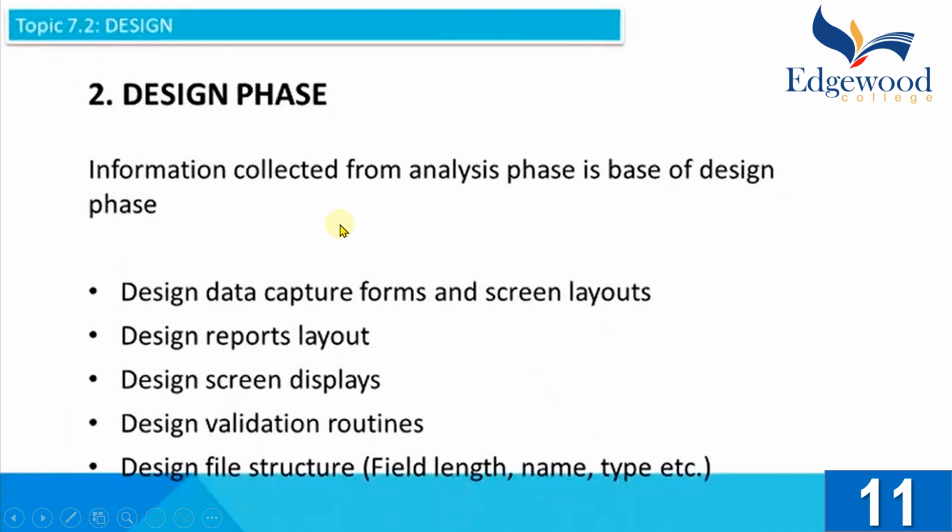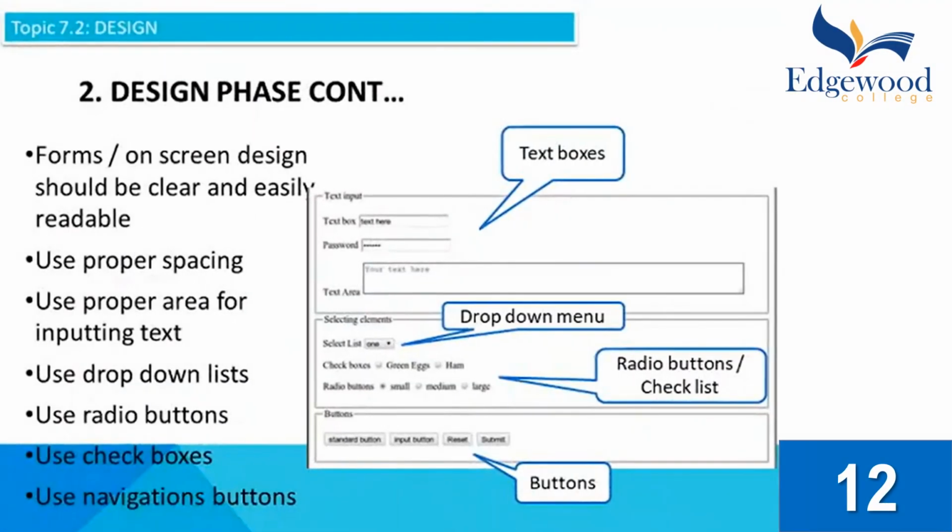Now in the design phase, we look at the file structures and data structures. We look at how the data capture forms and screen layout are going to be designed, report layouts, screen displays, validation routines, and file structures, talking about the field, length, data type, etc. For the file structure, we're looking at a database that needs to be created, how the data need to be stored, and in the file, the records it is made up of, the fields, the primary keys, etc. We also need to design data types.